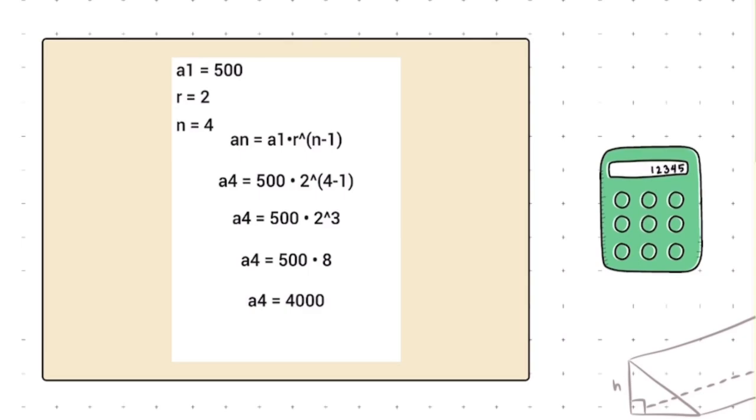A sub 4 equals 500 multiplied by 2 raised to the power of 4 minus 1. That is 500 multiplied by 2 raised to the 3rd power. 2 raised to the 3rd power is 8. Multiply 500 times 8 equals 4,000. So, she will save 4,000 pesos in the 4th month.